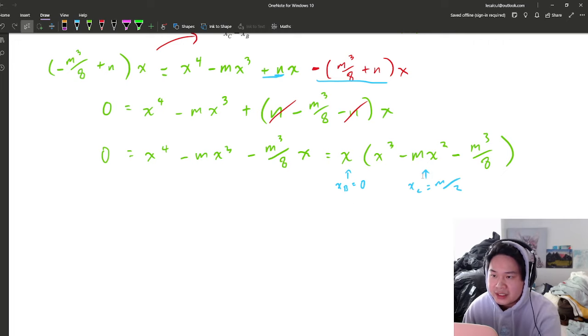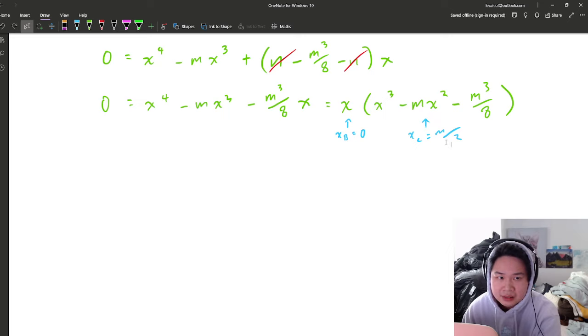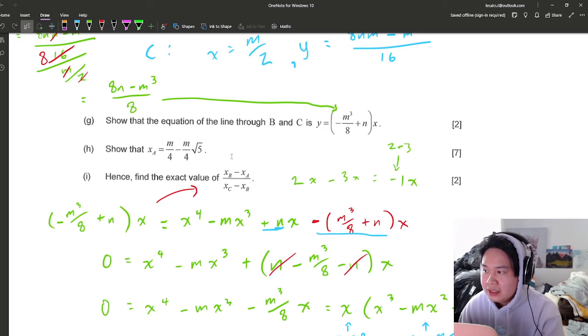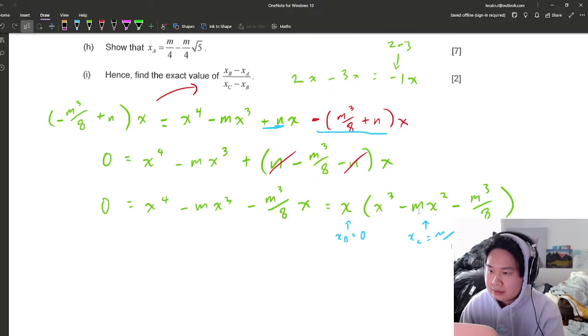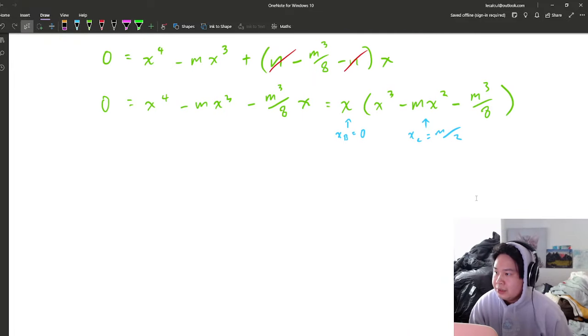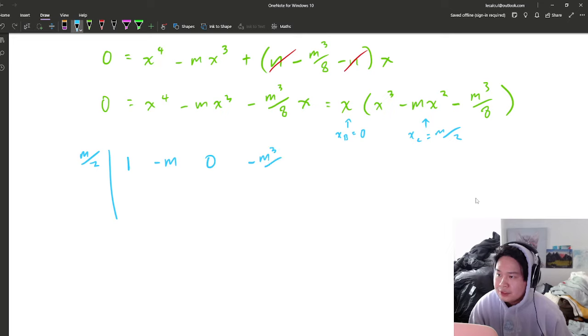So what we can do is, this is like polynomial division. We're going to divide out this factor so that we'll get a quadratic. And then we'll see if we can factor the quadratic, and then those would be xa and xd. So now we're gonna do a synthetic division. I think there's a 0, right? For x. Minus m over 3 to the power of 8.